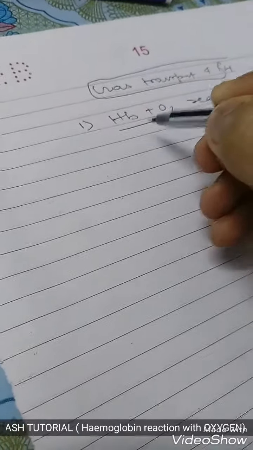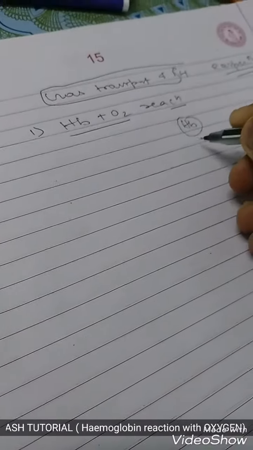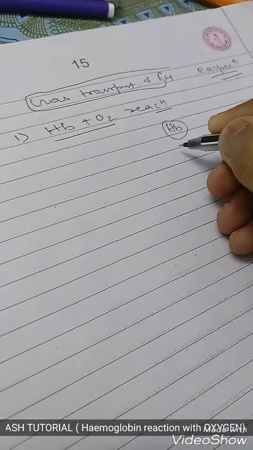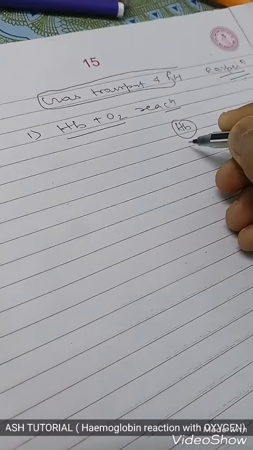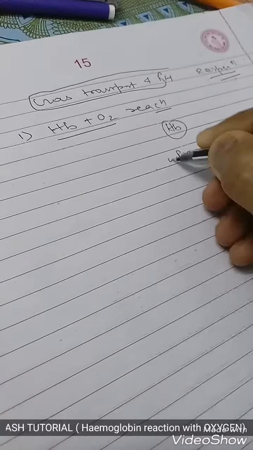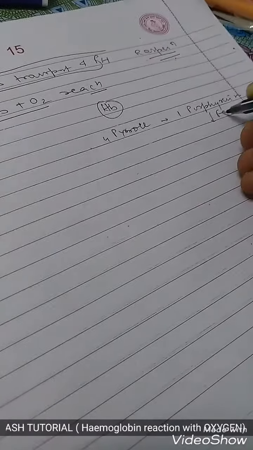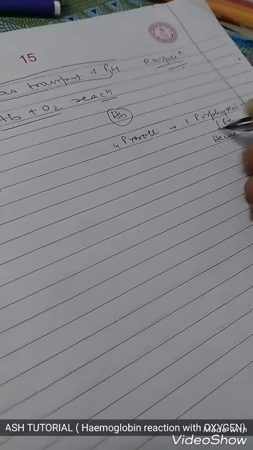Before going to discuss the reaction, we will first discuss very briefly the formation of hemoglobin. Hemoglobin is formed generally from a porphyrin ring. As we all know, four pyrrole rings combine together to form one porphyrin ring, and this porphyrin ring combines with iron to form heme.